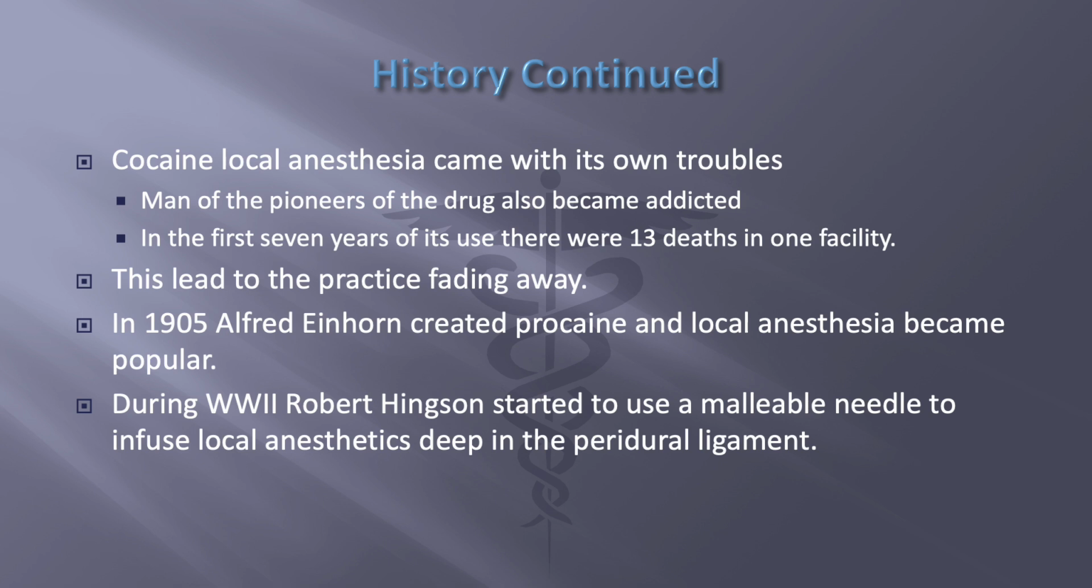All right, cocaine, local anesthesia, also came with its own troubles. So many of the pioneers of the drug also became addicted, and in the first 7 years of its use, there were 13 deaths in just one facility. Okay, this led to the practice fading away. And then in 1905, Albert Einhorn created procaine, and local anesthesia became popular again. Then continuing on, during World War II, Robert Hingson started to use malleable needles to infuse local anesthetics deep in the peridural ligament. So this is some of your epidural treatments.